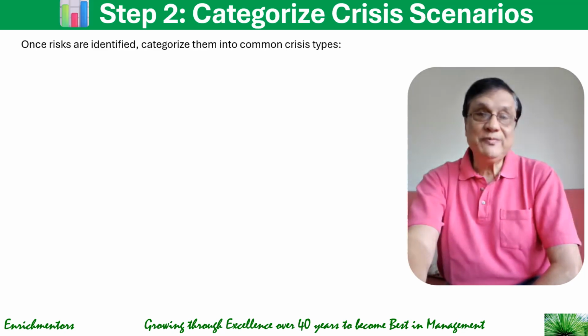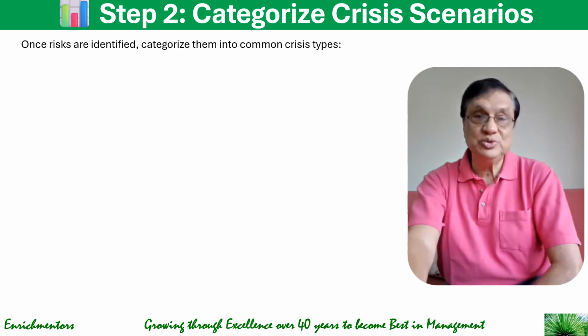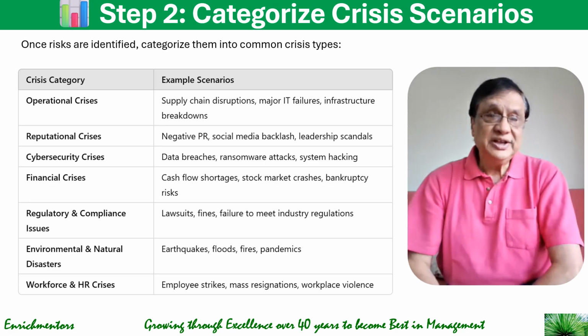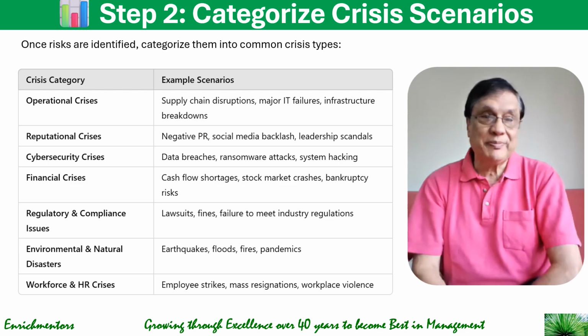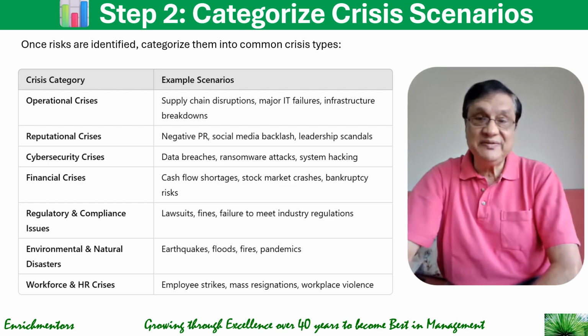The second step would be to categorize the crisis scenarios. Once these risks are identified, you need to categorize them into common crisis types. Now, what are these common crisis types? Let us take a look at them. There are, you see here, seven crisis types. One is operational crises. An example of that is supply chain disruptions, any major IT failures, or breakdowns in infrastructure.